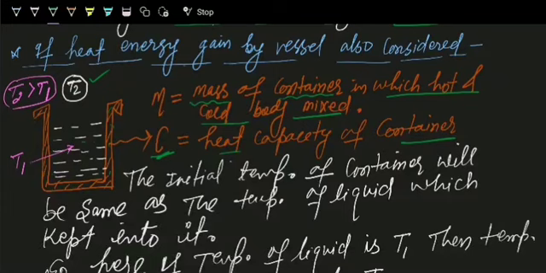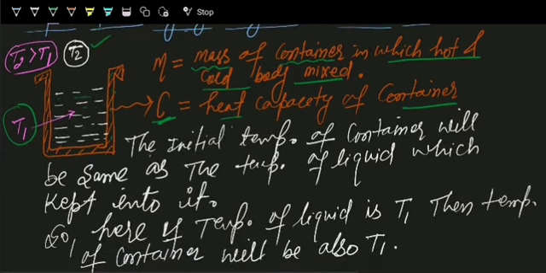One point you should remember: the container temperature will be the same as the temperature of the liquid which we have placed in it. Suppose this liquid is kept in the container and its temperature is T1, so this vessel also has the temperature T1. Because whatever liquid we keep in a container, the container will be at the same temperature as the liquid. So the container's temperature and the liquid's temperature will always be the same. If hot liquid were kept here, my container would be at the hot liquid's temperature. That's why I have written here that the initial temperature of the container will be the same as the temperature of the liquid which is kept in it.